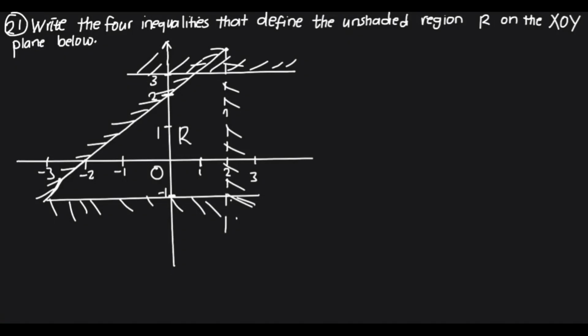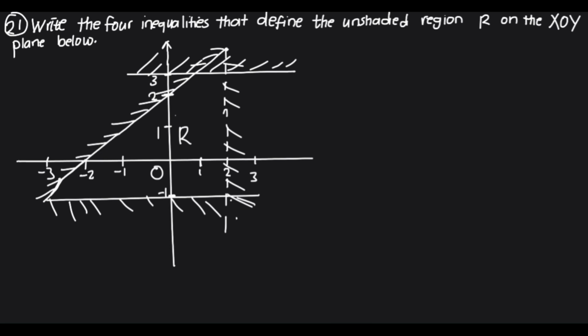In this video, we are going to look at the last part for the mathematics paper 1 for the 2017 GCE or internal. Now here we'll just look at question 21 up to 23. So let's look at question 21. Write the four inequalities that define the unshaded region R on the XY plane below.